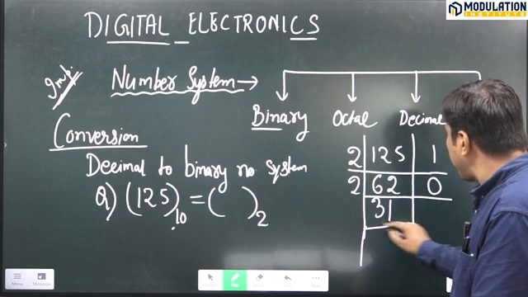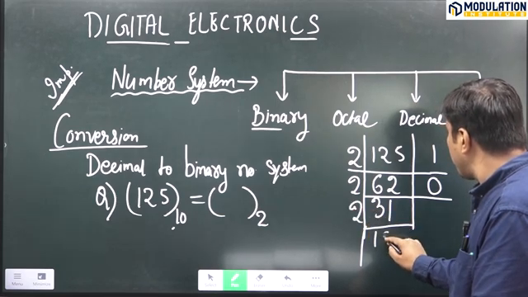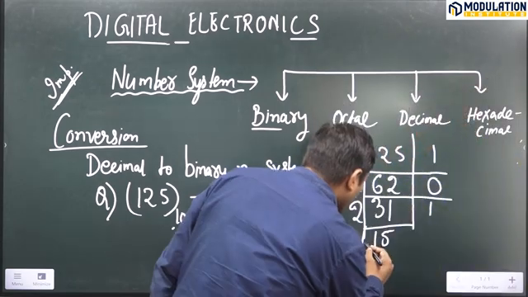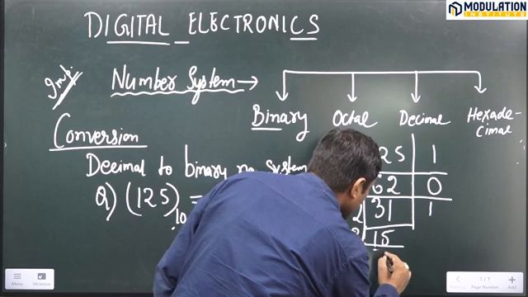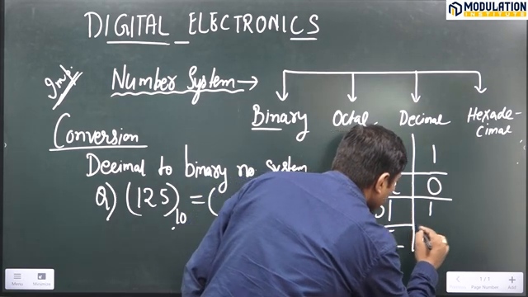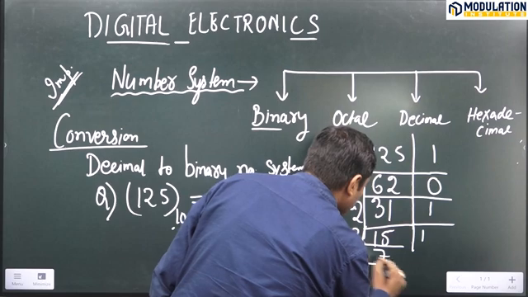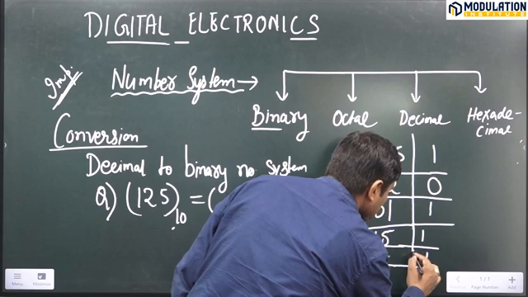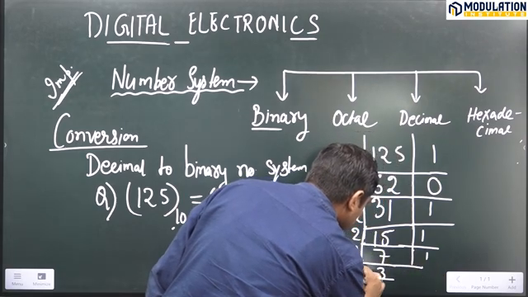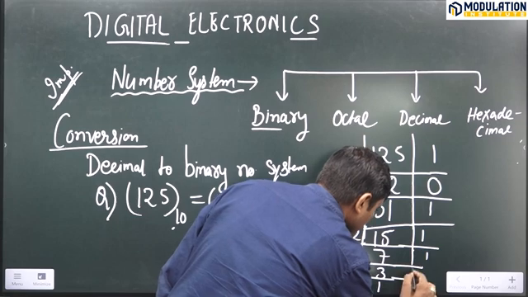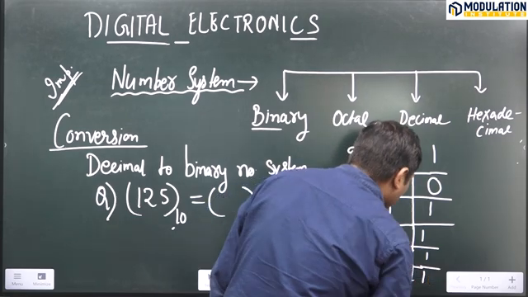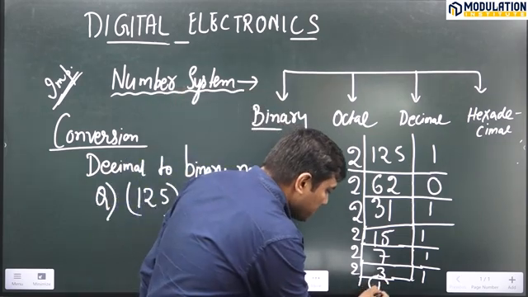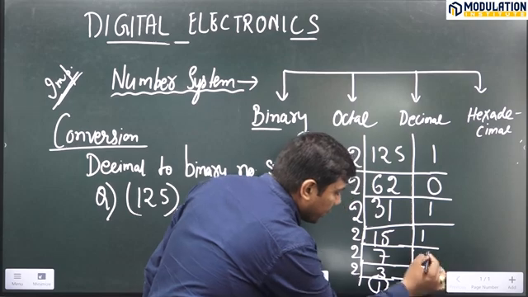Again, we have to divide this by 2, 15. The remainder is 1. Again, I have to divide this by 2, the 7, the remainder is 1. Again, I have to divide this 6. Again, the remainder is 1. Again, I have to divide this, 2 ones are 2. The remainder is 1. Now, we can't divide this 1 with the 2. So, this one is remaining. The last one remaining is shifted over here.